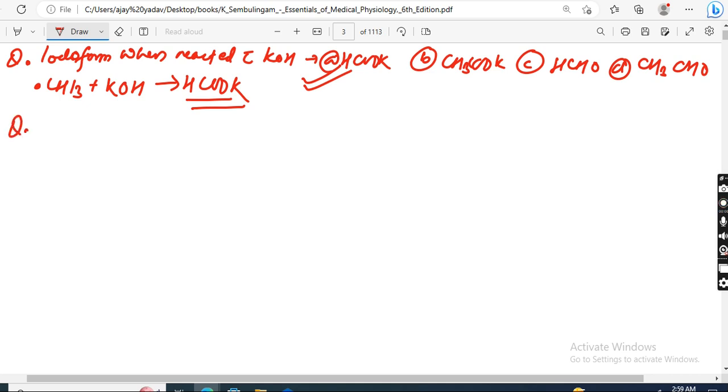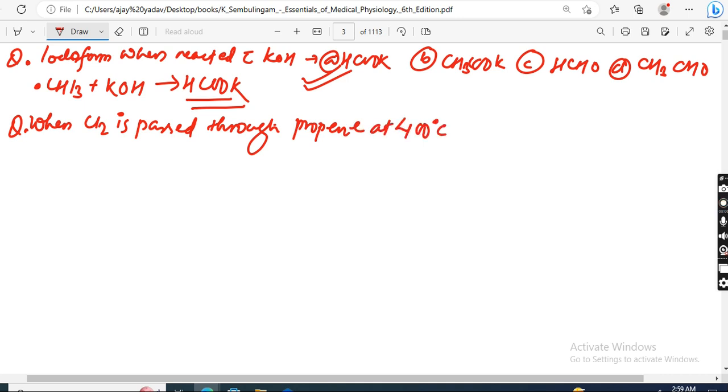Next question: when chlorine is passed through propene at 400 degrees Celsius, which of the following is formed?